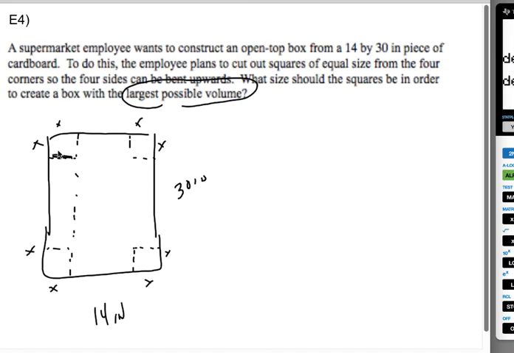So what's going to happen is that these corners are going to get removed, right? These x by x squares are going to get removed. And then along these dotted lines, the box is going to get folded up, and what it's going to turn into is a box that kind of looks like this, right?